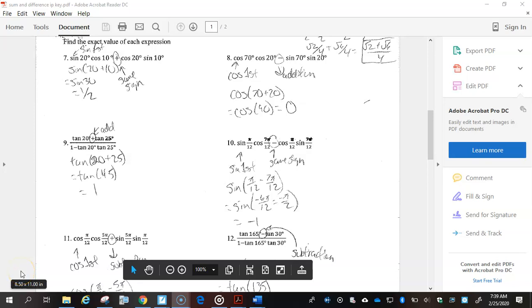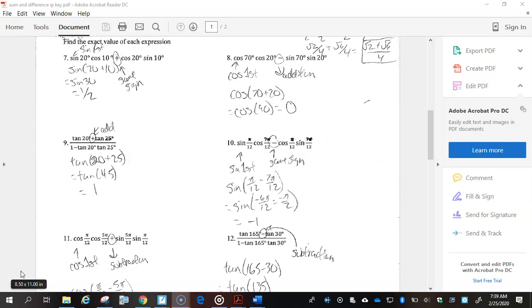Alright, the answers to those 6 problems are on the board. For 7, you should have used sine, so added them together, got sine of 30 and 1/2. Number 8, you should have added them together, because remember it's the opposite, so cosine of 90, which is 0.